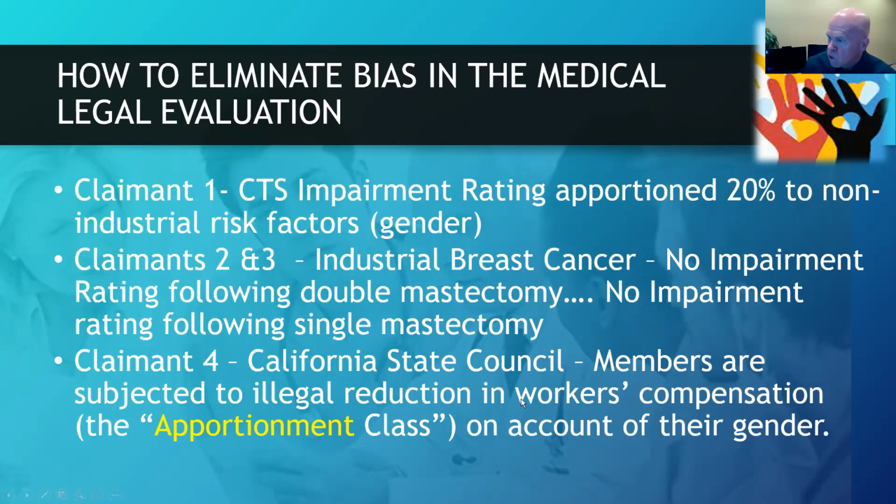Finally, the California State Council, which represents thousands of injured female workers, alleged that their members are subject to illegal reduction in their workers' compensation benefits on account of their gender. This group was referred to as the apportionment group. And it goes back to what we were saying before, that women were alleging that their permanent impairment ratings were being apportioned to their reproductive biology or to the predisposing condition of simply being of the female gender.